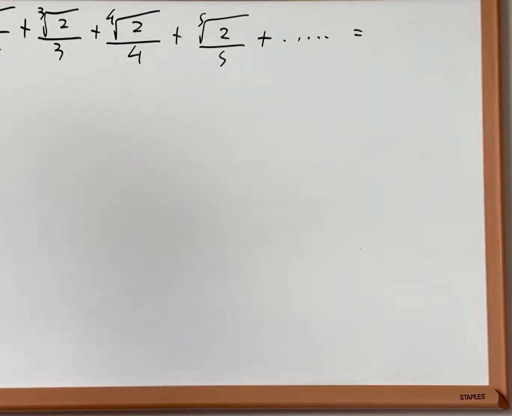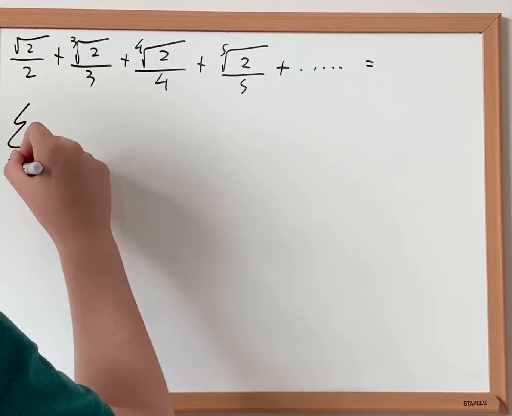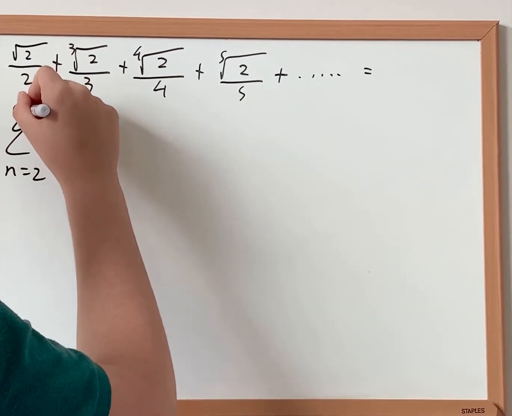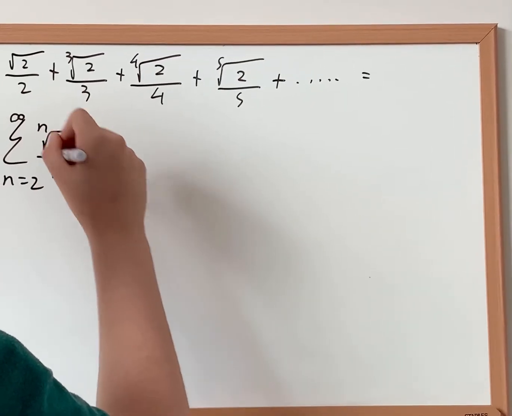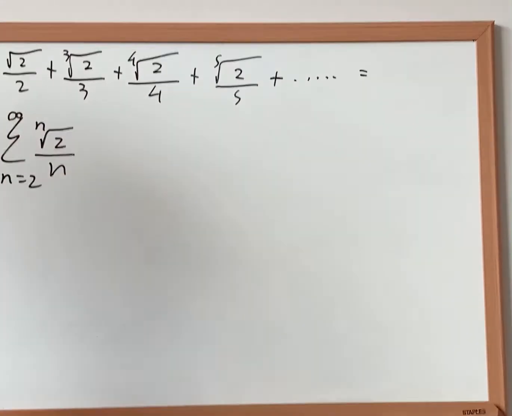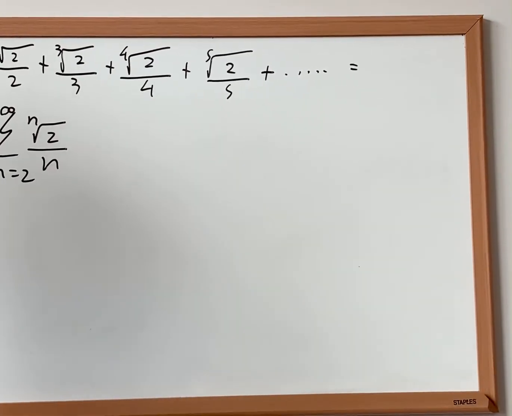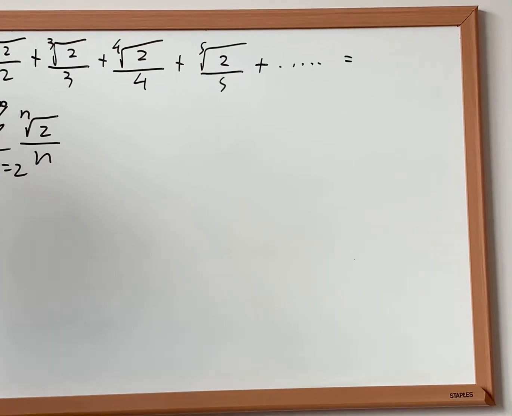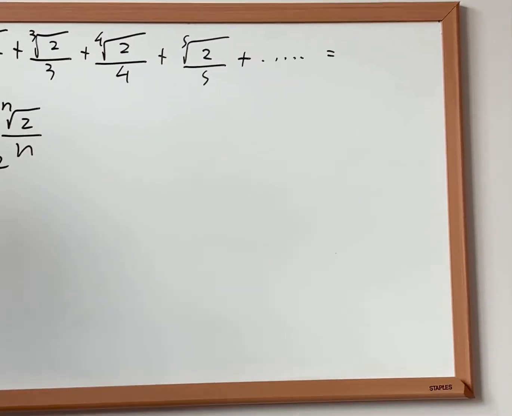So the formula we can say is the sum, and because it starts from 2, n equals 2 to infinity of the nth root of 2 over n, because if you put 2, we get square root of 2 over 2, and if we put 3, we get cube root of 2 over 3, and so on. So we have this formula for nth root of 2 over n.